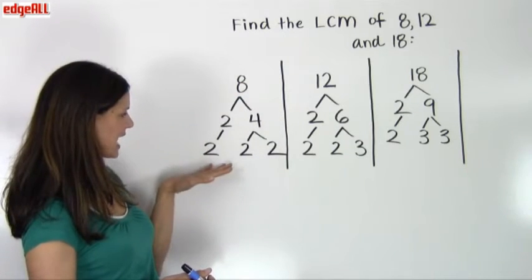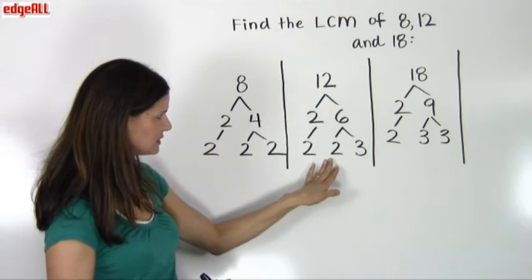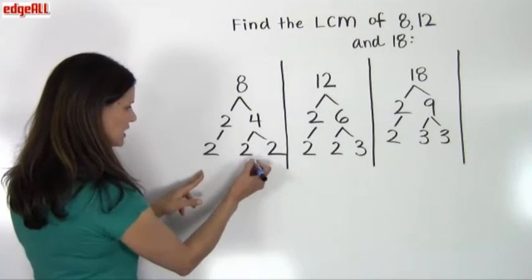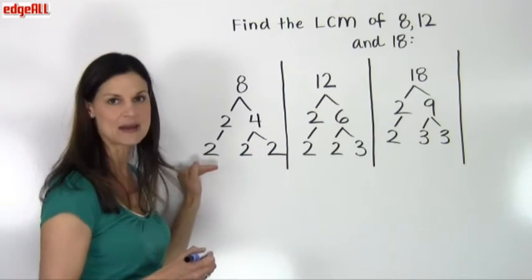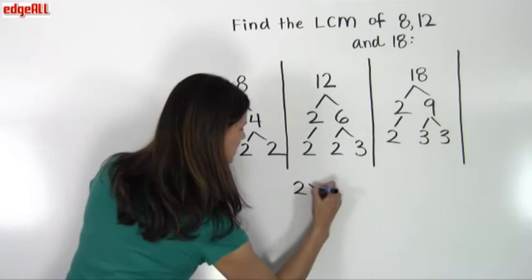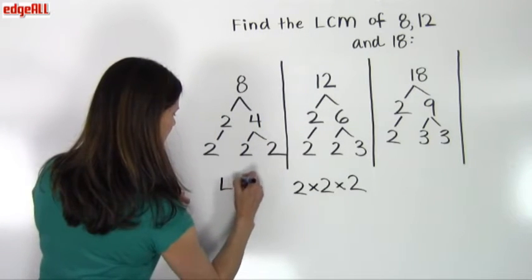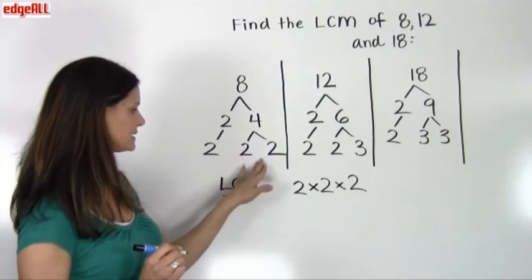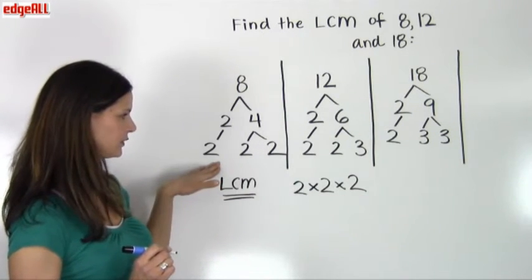So our 8 has 3 2's. Our 12 only has 2 2's, and our 18 only has 1 2. So we are going to choose for the 2's this set that has the greatest number, which is 3 2's. So we begin by going 2 times 2 times 2. So we are working on finding the least common multiple now. So we have our greatest number of 2's that we put here, 2 times 2 times 2, 3 of them.